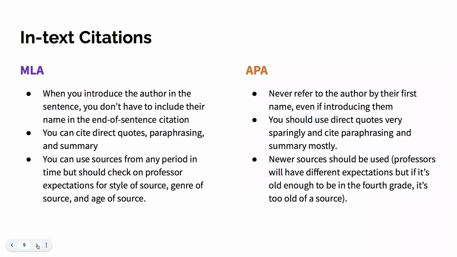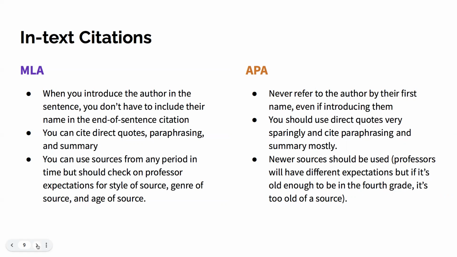In-text citations for APA and MLA are a little bit different. I'll go over MLA first, and then APA. In MLA, when you introduce the author in the sentence, you don't have to include their name in the end of sentence citation. In MLA, you can cite direct quotes, paraphrasing, and summary, and you can use sources from any period in time, but you should check in with your professor to see if they have expectations for style of source, genre of source, or age of source.